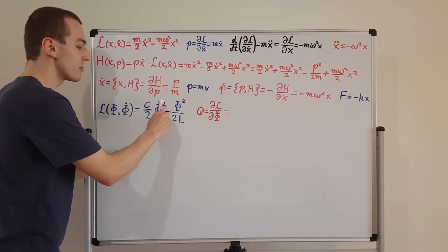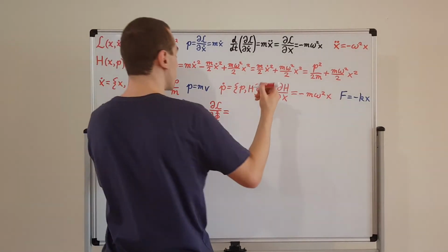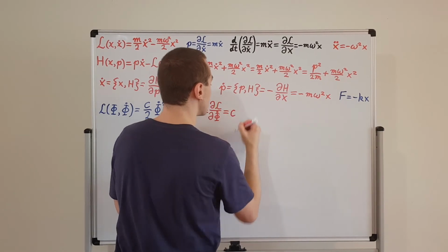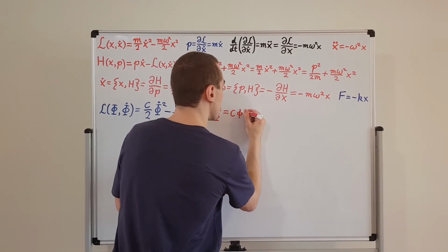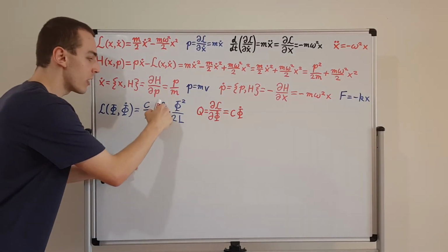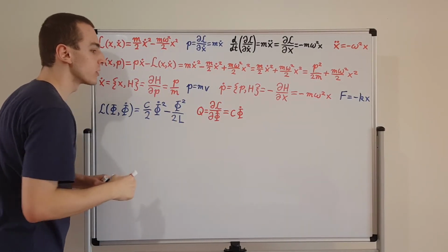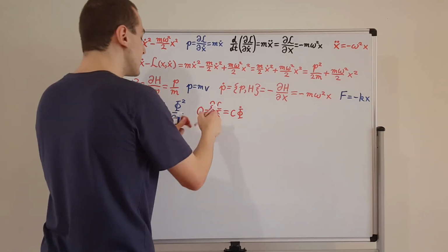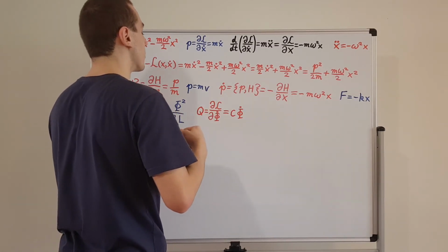We just differentiate with respect to phi dot. Again, we use the power rule for differentiation, and that gives us the capacitance times phi dot. So all we've done is we've gotten rid of this quadratic. This 2 has come down, and it's cancelled with the 1/2. And this is going to play the role of momentum.